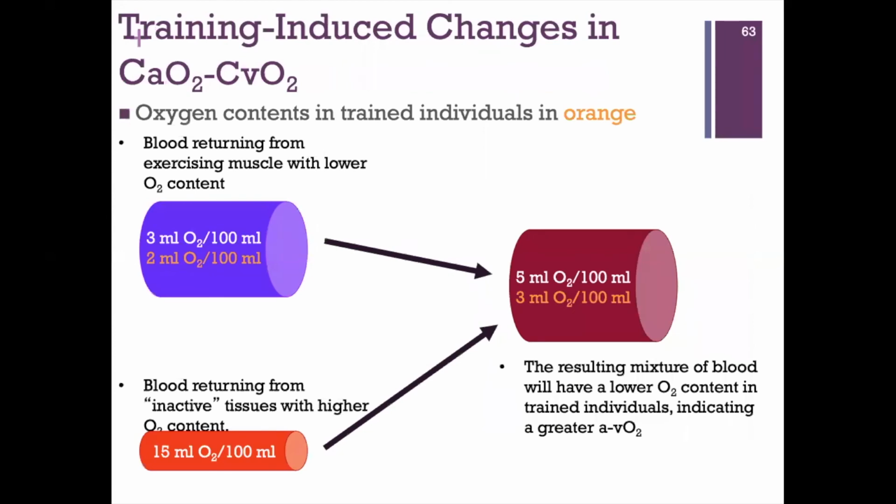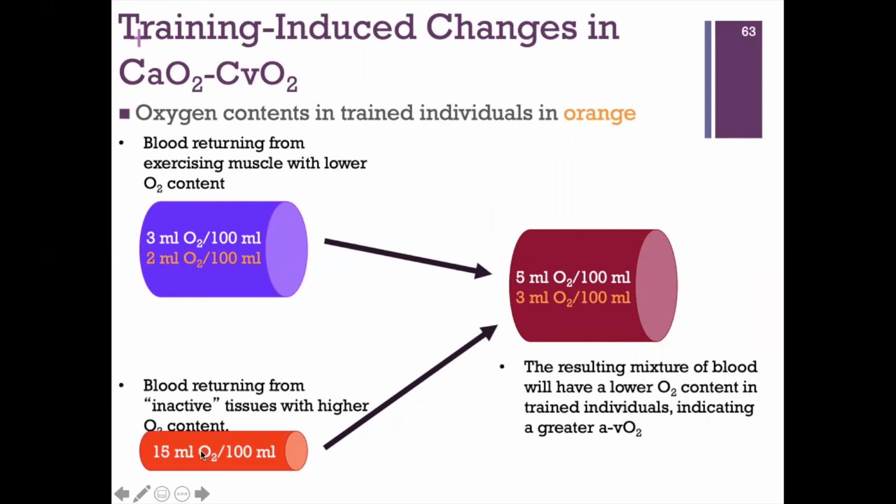Remember this chart when we were taking a look at our oxygen content? We start to be able to actually extract more oxygen from those capillaries that are being delivered. So blood that's returning from the exercising muscle, instead of being around 3 milliliters of oxygen per 100 milliliters of blood, can actually be reduced to about 2 milliliters of oxygen. So we're extracting more oxygen.